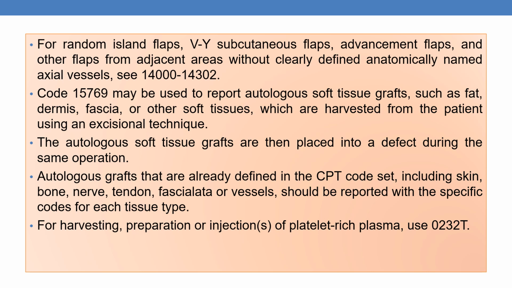Next point is code 15769 may be used to report autologous soft tissue grafts such as fat, dermis, fascia and other soft tissues which are harvested from the patient using an excisional technique. And the autologous soft tissue grafts are then placed into defect during the same operation. And the autologous grafts that are already defined in the CPT code set, including skin, bone, nerve, tendon, fascia lata or vessels, should be reported with the specific codes for each tissue type. If you have a specific code for a specific tissue type, then those codes must be reported for each tissue type.